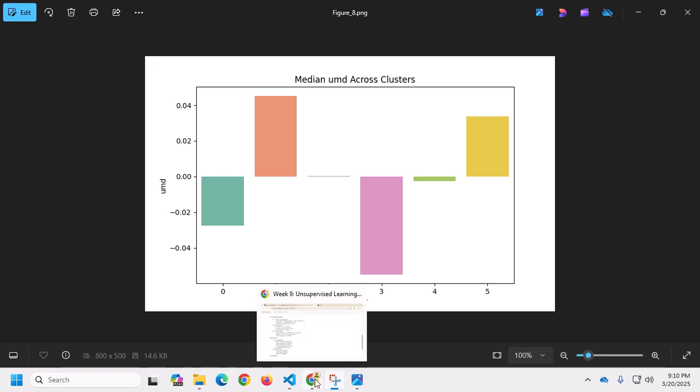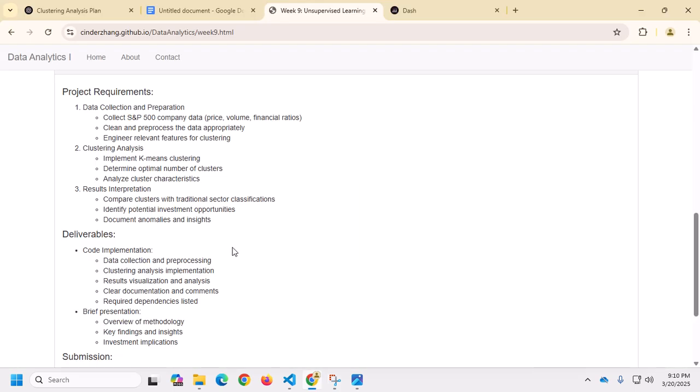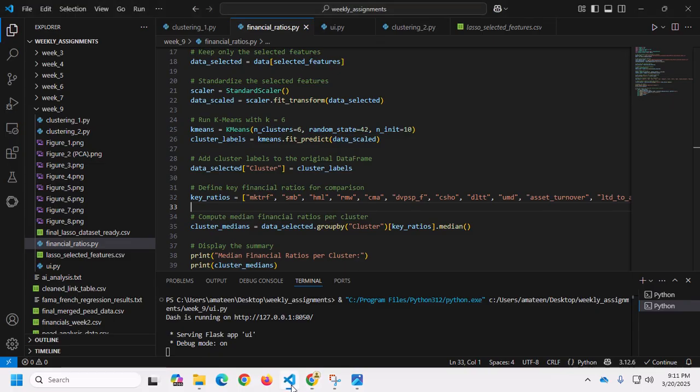Okay, so let's move back. Yeah, we have done all of these. So we are comparing clusters with traditional sector classifications, and identifying the potential investment opportunities. In doing that, I created another Python file that used Dash to show a user interface, which would be the best way to show what investment strategies you can use after creating these clusters. So let me show you that.